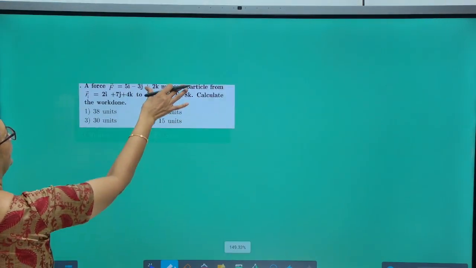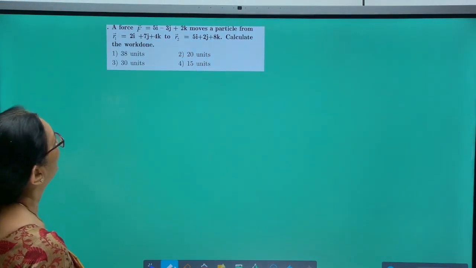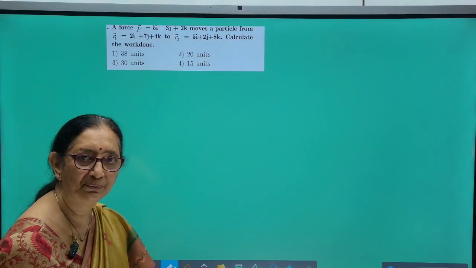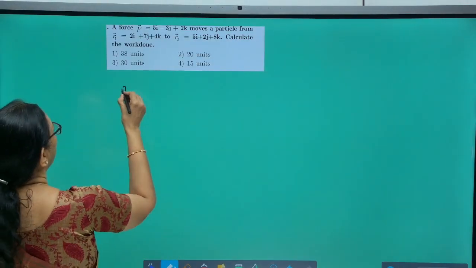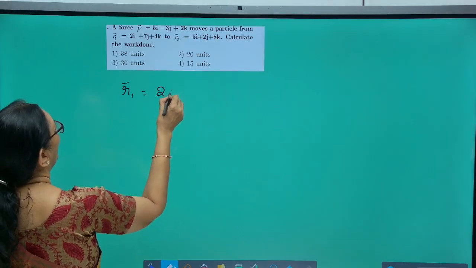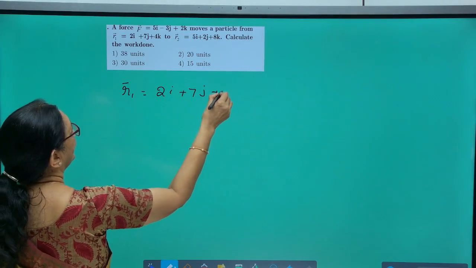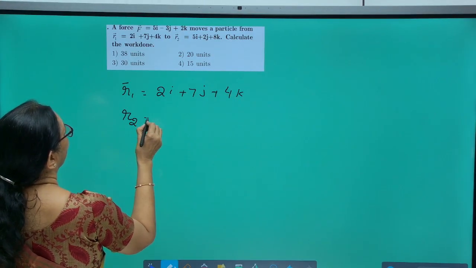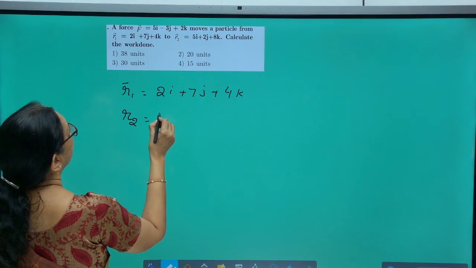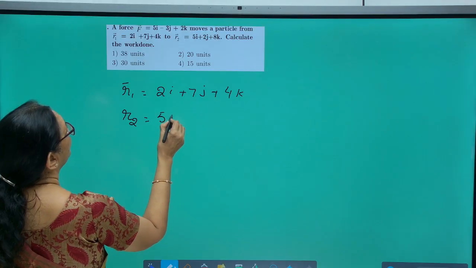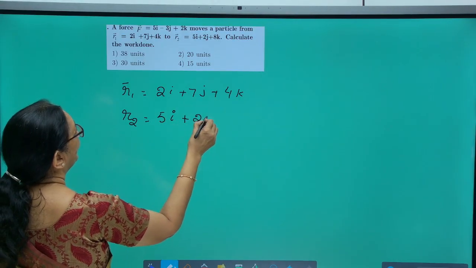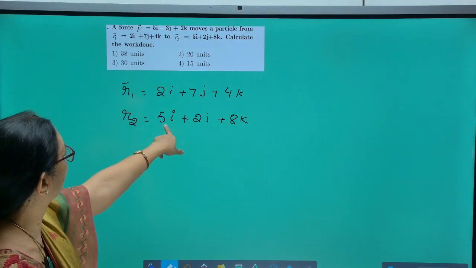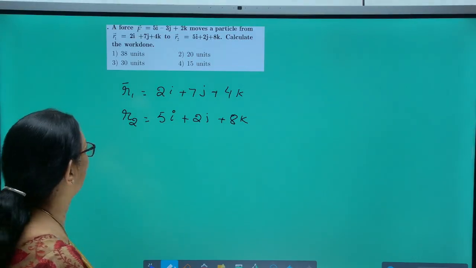Look here. A force moves a particle from R1 to R2. Calculate the work done. R1 bar, that is 2i plus 7j plus 4k, is the initial position vector of a particle. On applying a force F, its final position vector is 5i plus 2j plus 8k. So R2 is 5i plus 2j plus 8k.